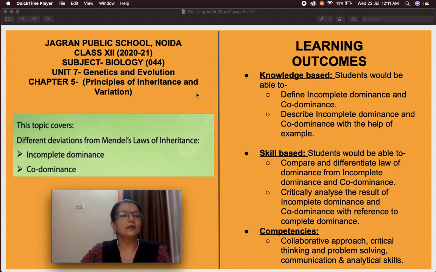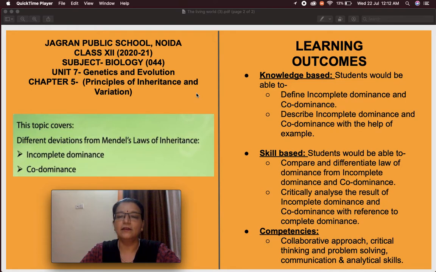In today's class of this chapter, Principles of Inheritance and Variation, Part 5, we will cover the topics related to different deviations from Mendel's laws of inheritance, in which we will focus on the two deviations from Mendel's law of dominance, that is incomplete dominance and codominance.